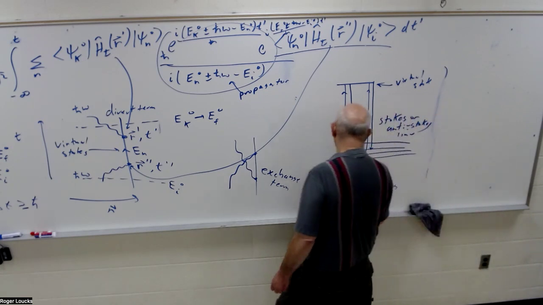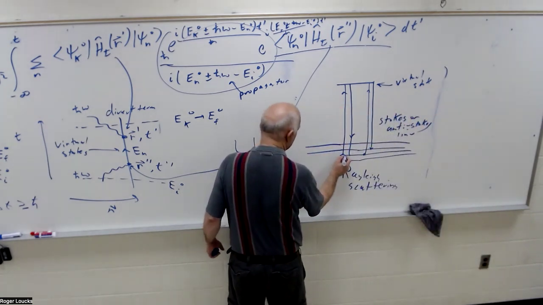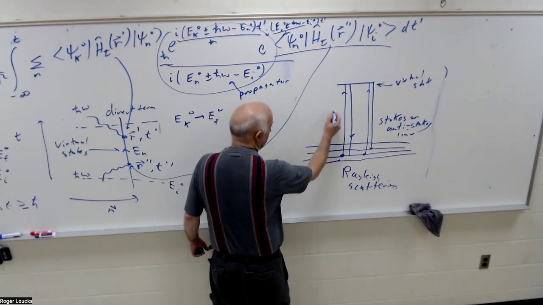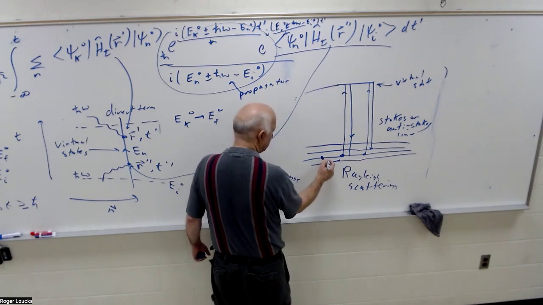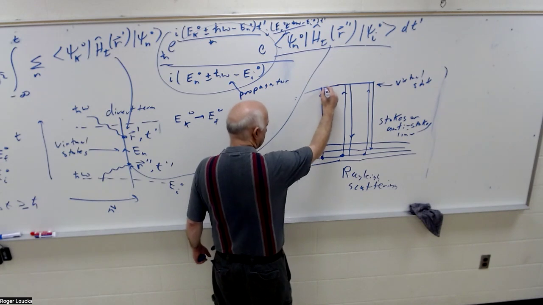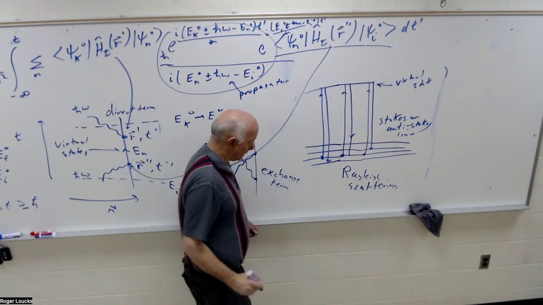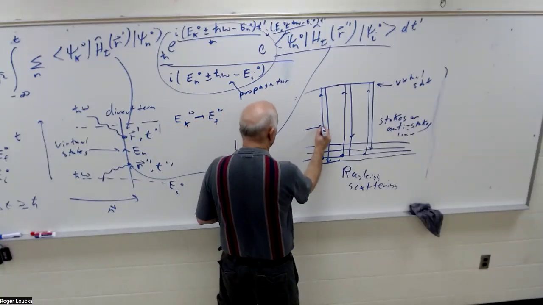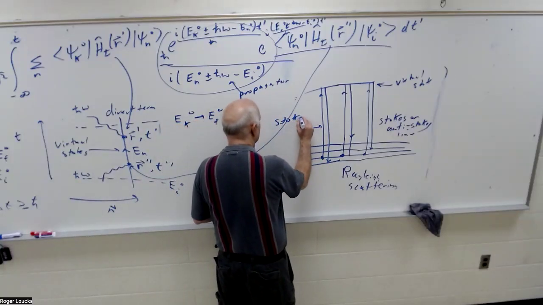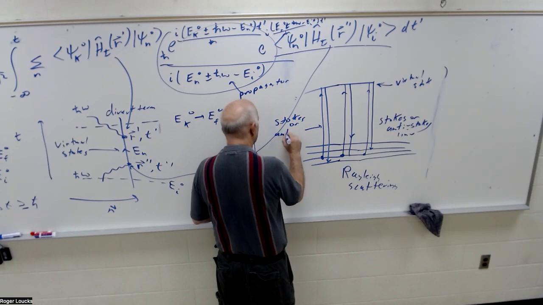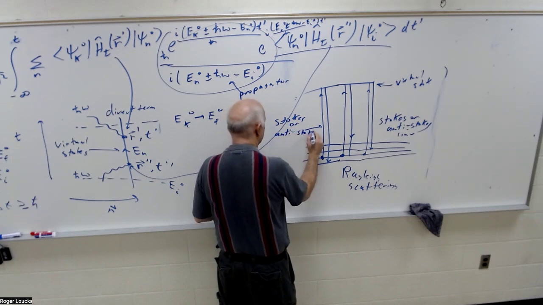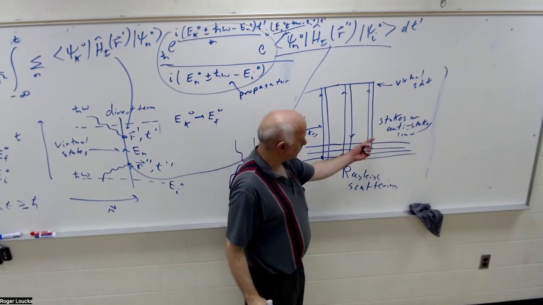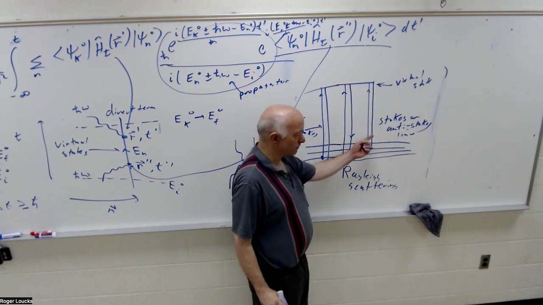Well, what else could I have? I could go here. It's scattered to here, and then fall to a lower state. And this is going to be the opposite one. So this is either Stokes or anti-Stokes. This one is Stokes, this one's anti-Stokes, and this one is anti-Stokes, and this one is Stokes.